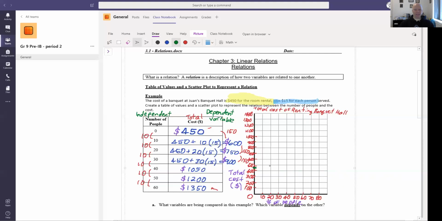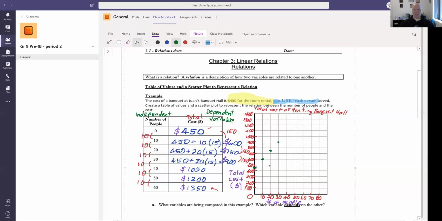Then I go to 10 and 600. So go along the bottom to 10 up to 600, and where those two lines intersect, I'm going to plot a little point, and then I go to 20 and 750. So 20 along the bottom, 750 up along the vertical axis. So that's 750 right there. 30 and 900, so 30 along the bottom, along the independent axis, and go up to 900, so plot another point here.